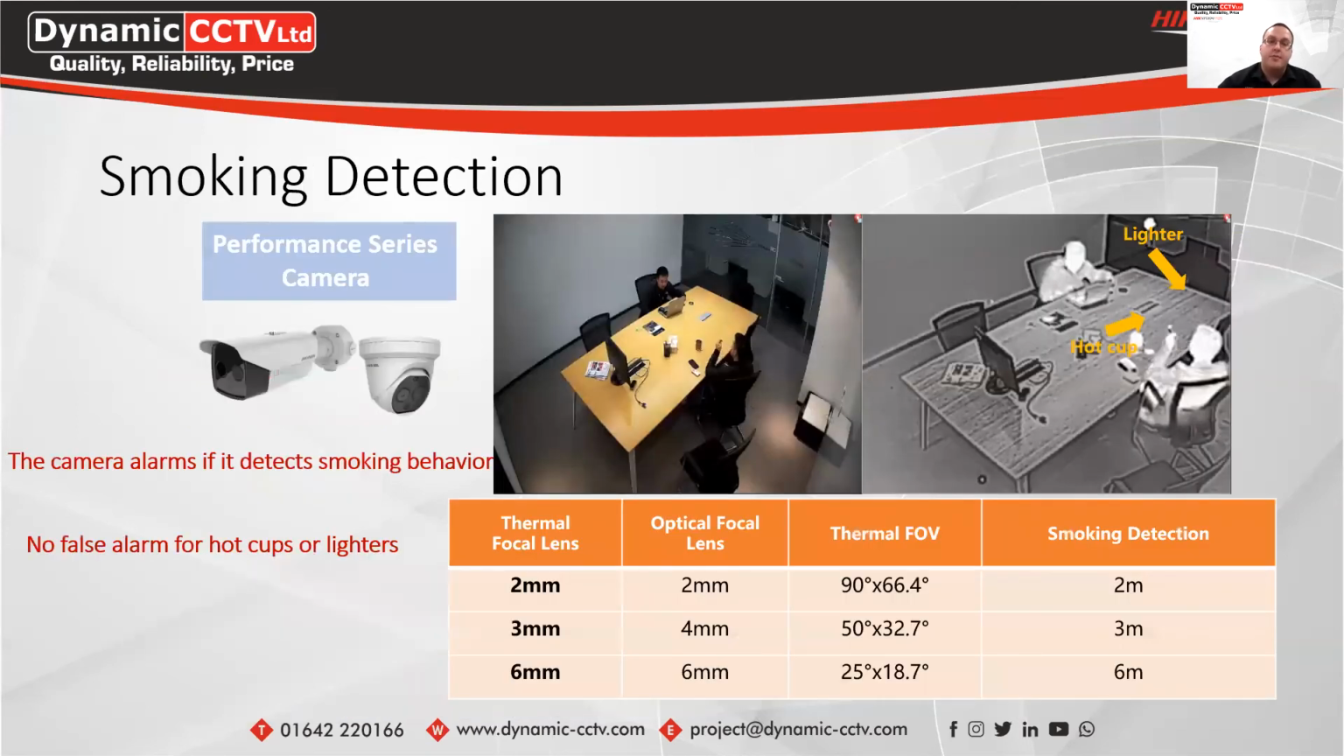So we've also got the smoking detection in the cameras. These cameras can detect whether or not smoke's detected, so the hot cup and the lighter won't trigger. And these can work at varying distances depending on the lens of the camera. So the 2mm lens would work at 2 meters, 3mm would work at 3 meters, and a 6mm lens would work at 6 meter detection distances.